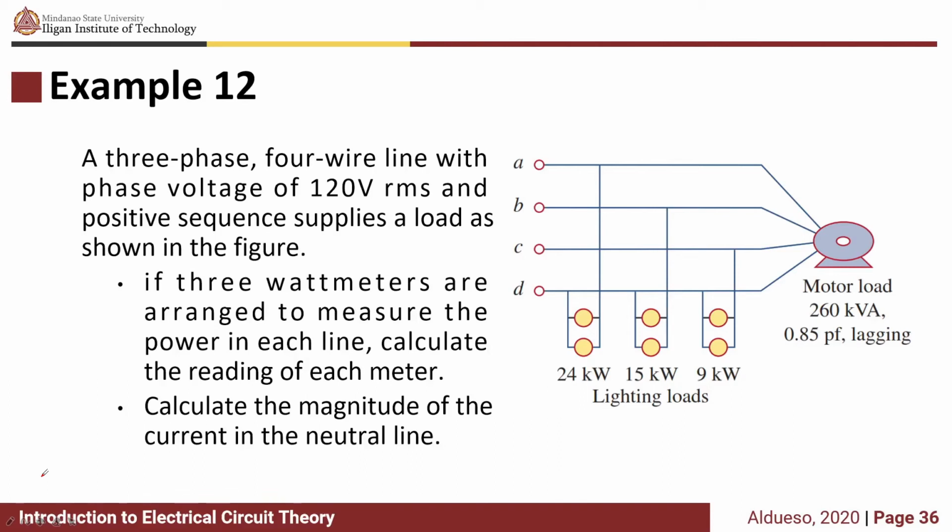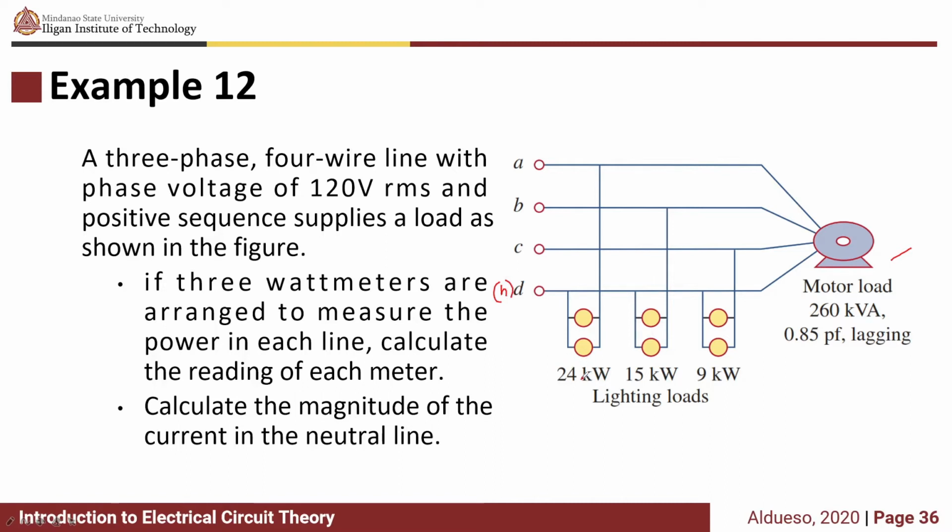So next example, we have a three-phase four-wire line with phase voltage of 120 VRMS and positive sequence applies a load as shown in the figure. So we have a motor load, a three-phase motor, and we have lighting loads which are connected to each phase. So we have phase A, phase B, phase C, and N here is just our neutral.